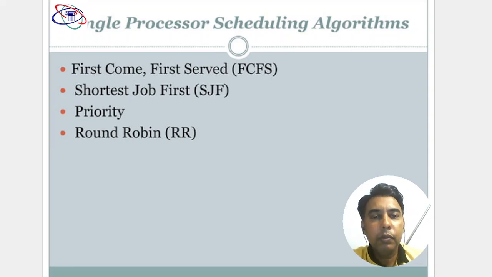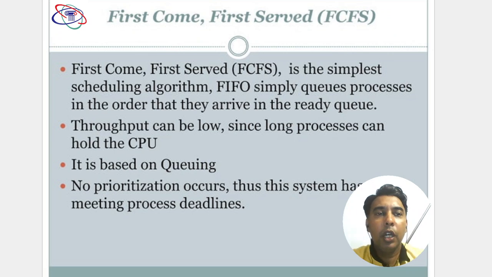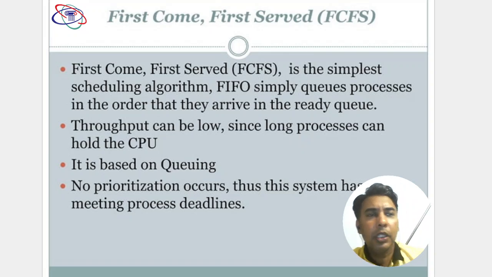So the very first algorithm we can discuss here is first come first serve, also known as FCFS. FCFS executes the processes in the order they arrive. It means it is the simplest scheduling algorithm.